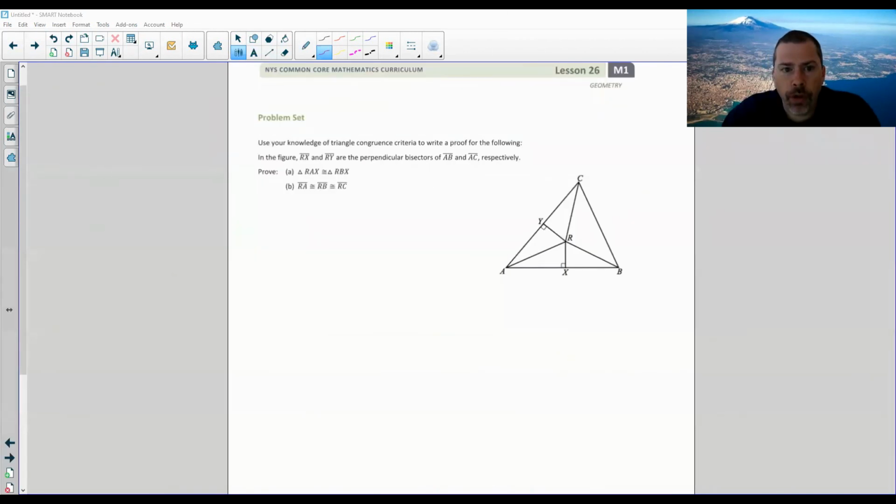Page 4 brings us to the end of lesson 26. Go to your problem set.